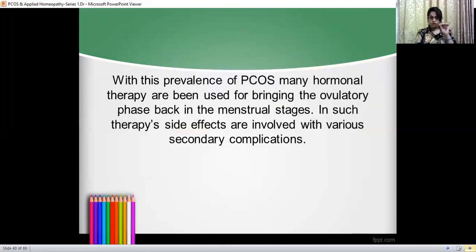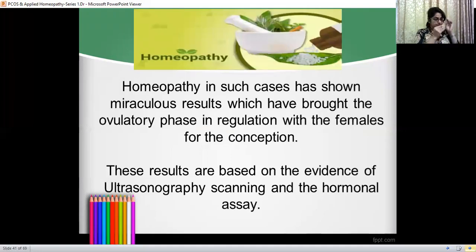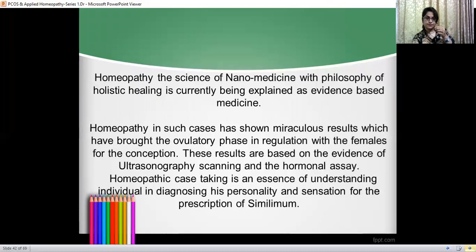With this prevalence of PCOS, many hormonal therapies are being used for bringing the ovulatory phase back in the menstrual stages. In such therapy, side effects are involved with various secondary complications. In this way, homeopathy in such cases has shown miraculous results, which have brought the ovulatory phase into regulation in females for conception. These results are based on the evidence of ultrasonography scanning and hormonal assay. So homeopathy, the science of nanomedicine with the philosophy of holistic healing, is currently being explained as evidence-based medicine.